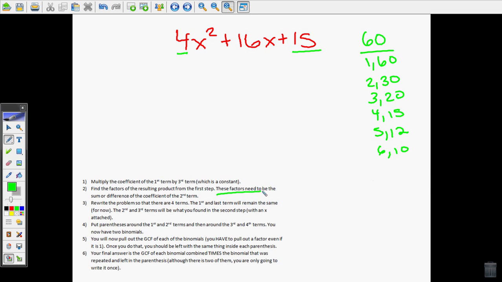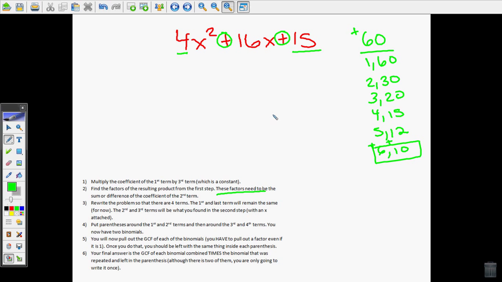But then when it says that these factors need to be the sum or difference of the coefficient of the second term, what that means here is this is positive. So that means we're multiplying 2 numbers together to get 60 that are both positive or both negative. But because of this plus sign here, we're going to be adding them. So I want to pick 2 numbers here that when I add them together, I get 16. Well, that's going to be 6 and 10. So these are the numbers. If I do plus 6 and plus 10, that gives me positive 16, and then positive 6 times positive 10 gives me the positive 60 that I'm looking for.